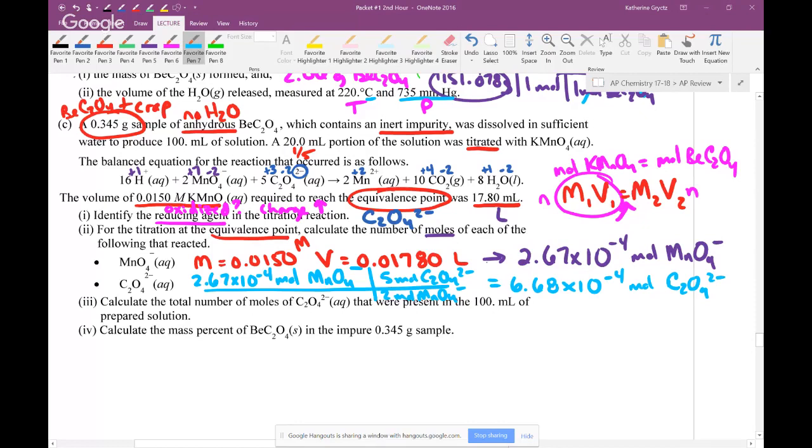Oh, you already did it. 6.6. Hopefully I did that right. I'm doing it on my phone calculator, so make sure that I'm not screwing this up.